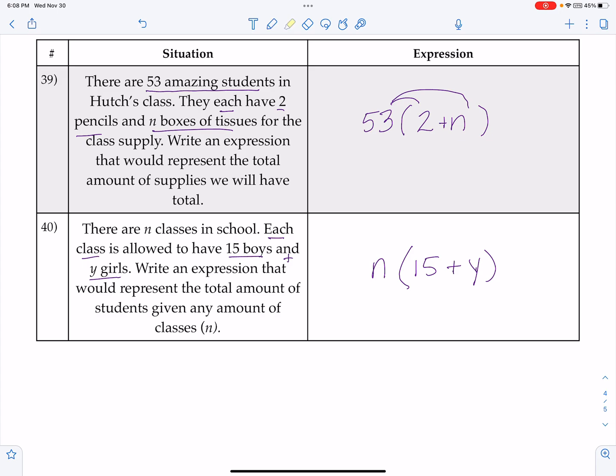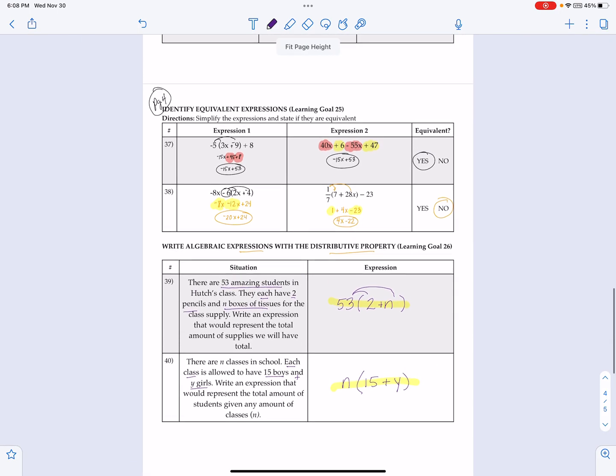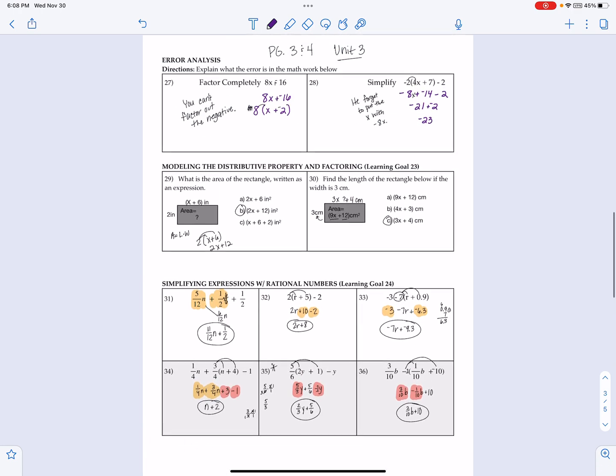There's both of our answers for that section, and that is the end of page 3 and 4. If you have any questions, let me know.